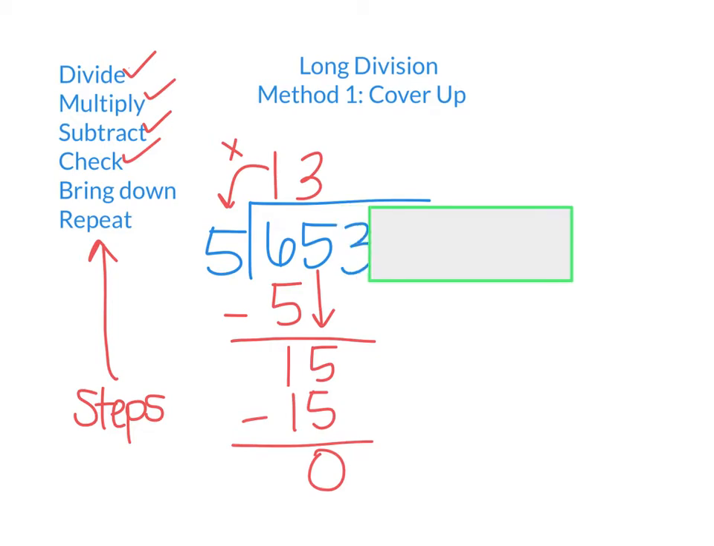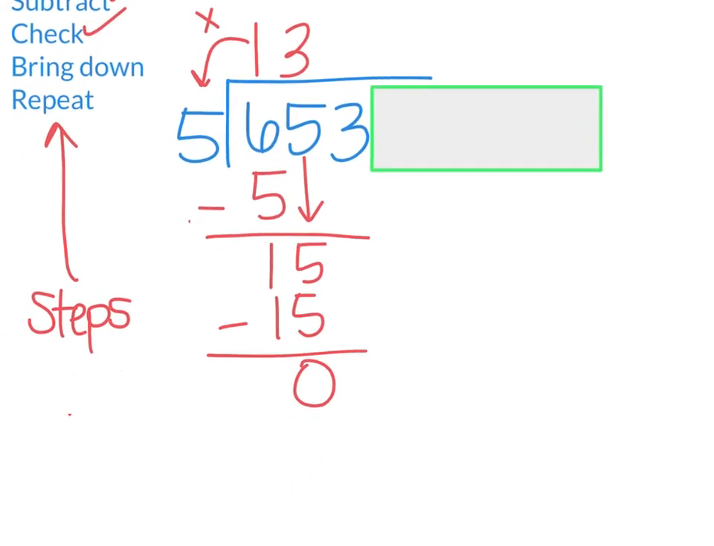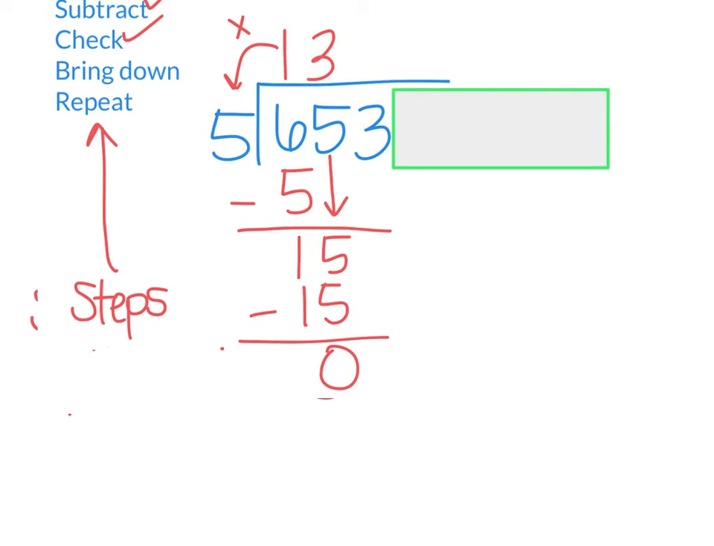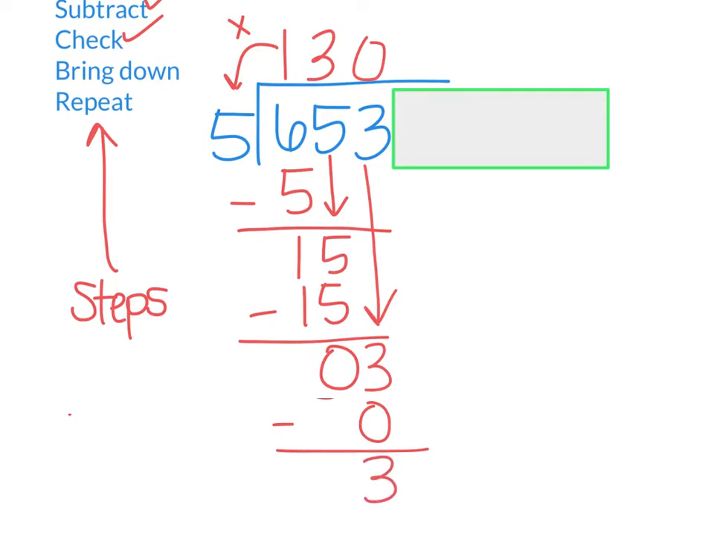So I'm going to slide this over, see what my next number would be. I'm going to bring down my 3. And I'm going to repeat those steps. Divide 5 into 3. That would be 0 times. 5 does not go into 3, so I'm going to put 0. To keep going with my steps, I'm going to multiply 0 times 5, and I get 0. I'm going to subtract. And then lastly, I check. 3 is smaller than 5, so I'm good.